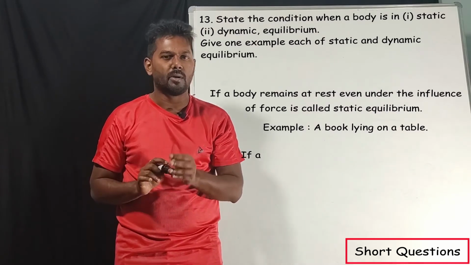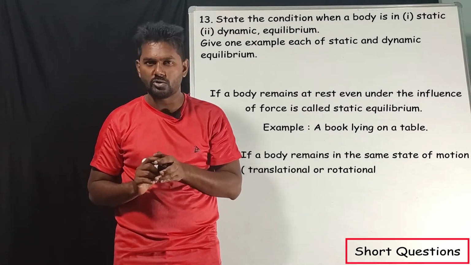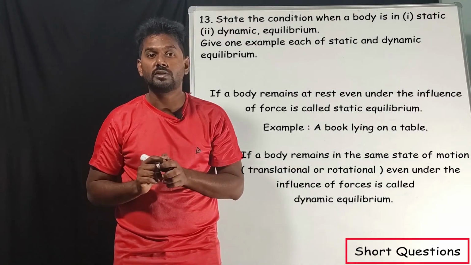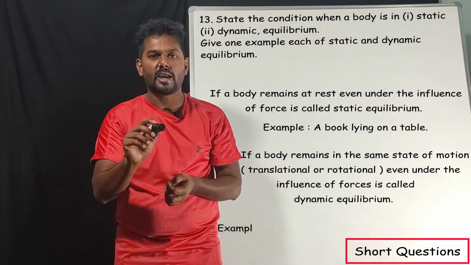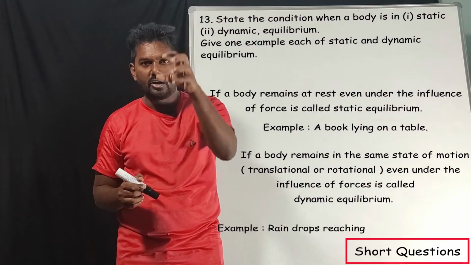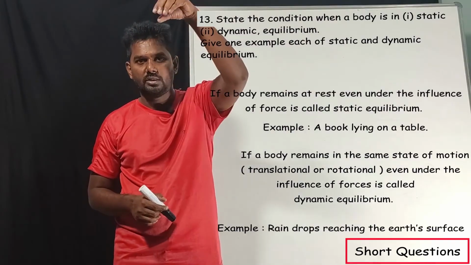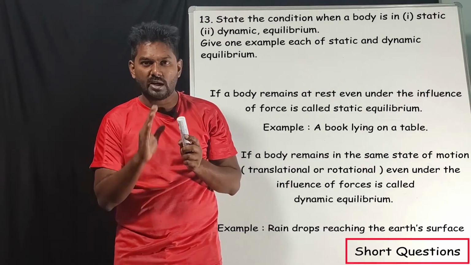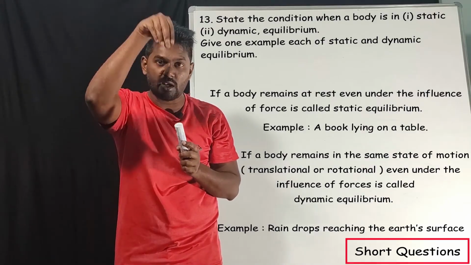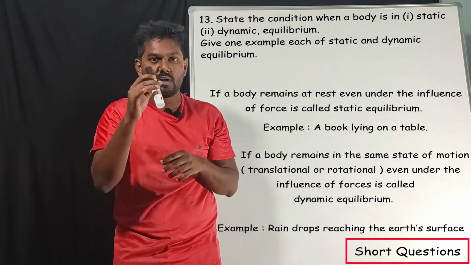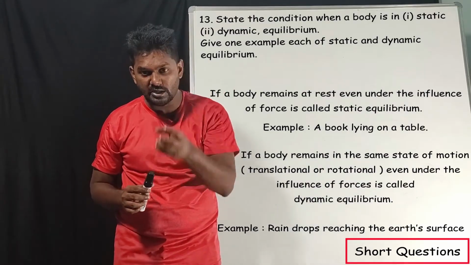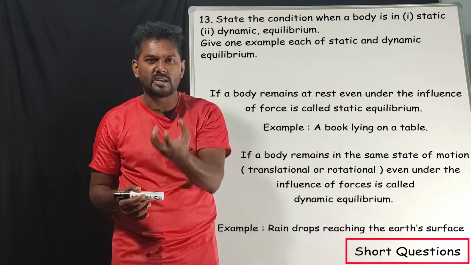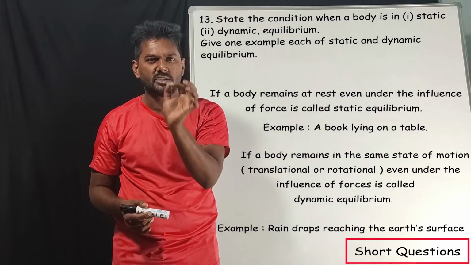Next, dynamic equilibrium. If an object remains in the same state of motion, whether translational or rotational, even under the influence of forces, this is dynamic equilibrium. Example, a raindrop reaching the earth. Due to its weight, it is going in the downward direction, and the buoyant force of air, which is in the opposite direction, is not stopping the raindrop from reaching the earth. So even under the influence of forces, the raindrop is reaching the earth in the same state of motion. Example, don't explain the examples, just write raindrop reaching the earth.